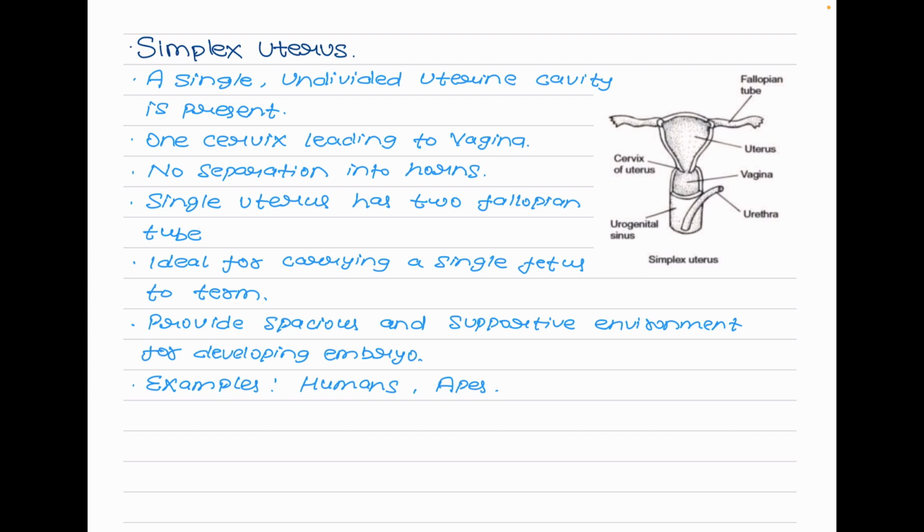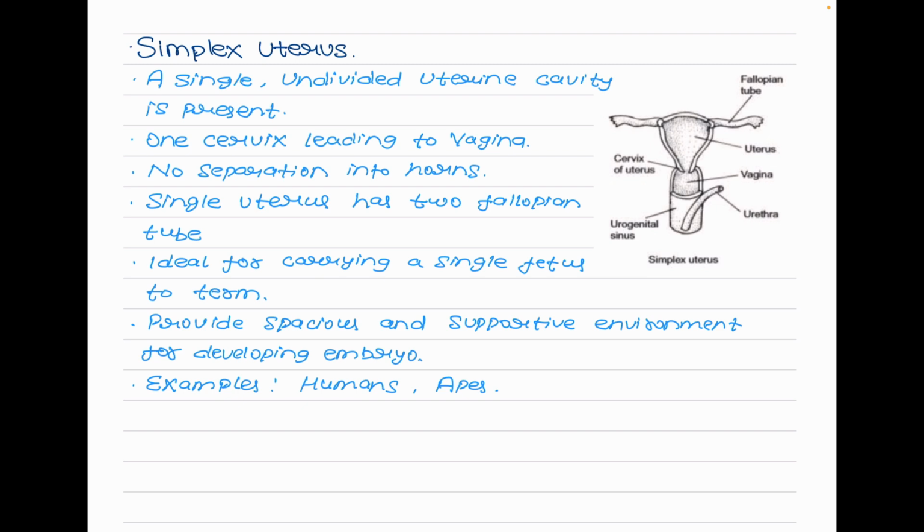To summarize, duplex uterus has two uteri and two cervixes, and is seen in elephants and rodents. For bipartite, two uteri, one cervix, they are found in cats, whales, and horses. For bicornuate uterus, two uterine horns, one fused body. These are found in cows, pigs, and dogs. And finally, simplex, which has one single uterus, typically found in humans and apes.